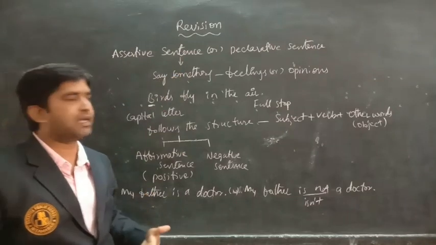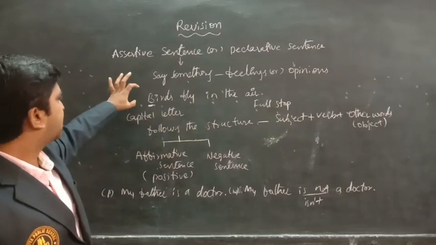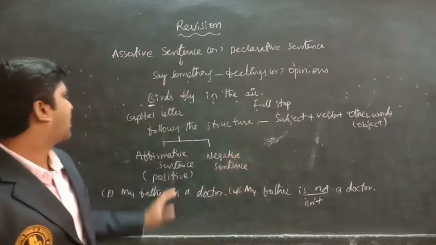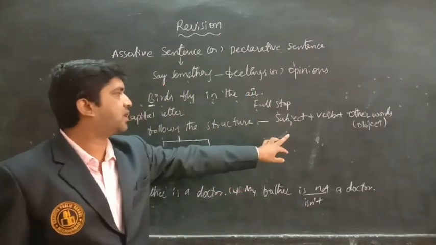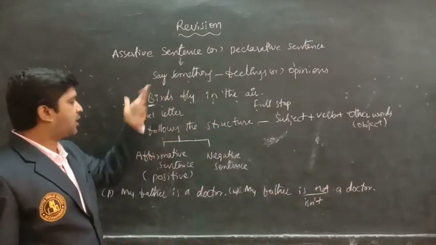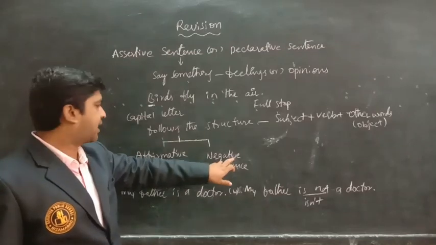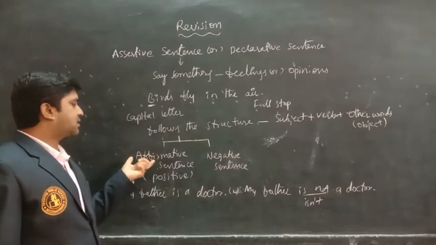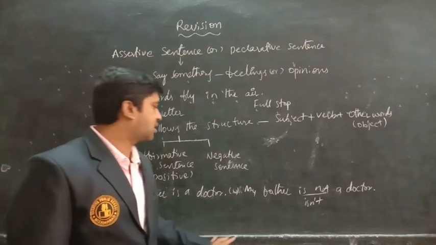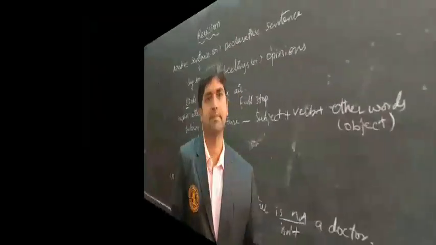Assertive sentence is also called declarative sentence, and we use this assertive sentence to say things like feelings and opinions. The sentence "Birds fly in the air" starts with a capital letter and ends with a full stop, and it follows the structure subject plus verb plus other words or object. Here it is possible to write two kinds of sentences: affirmative sentence and negative sentence. Affirmative sentence is nothing but positive sentence. Here is an example: My father is a doctor. The negative for this: My father is not a doctor.